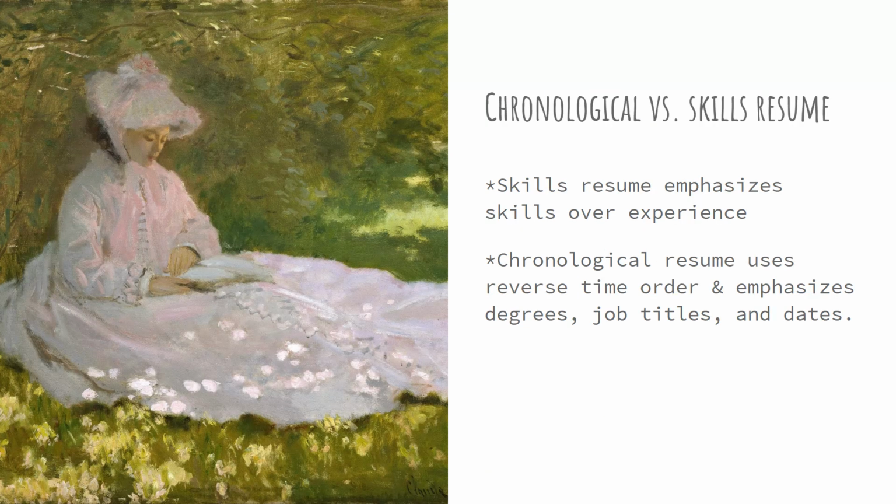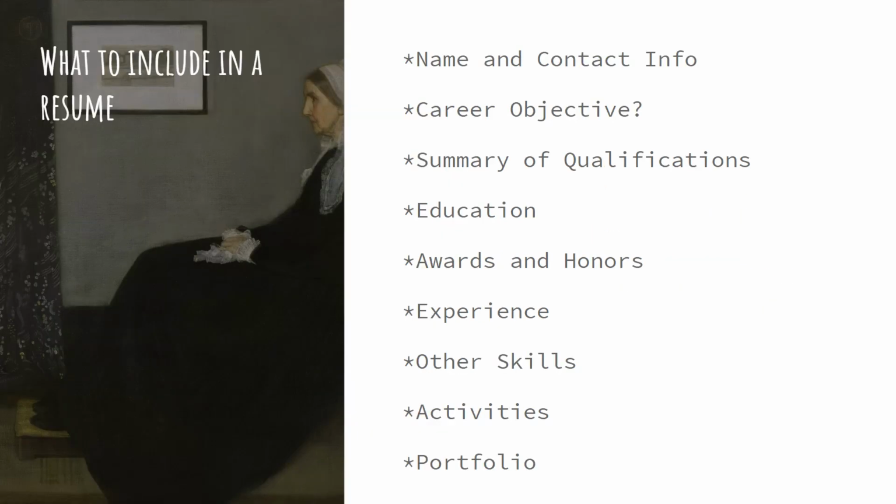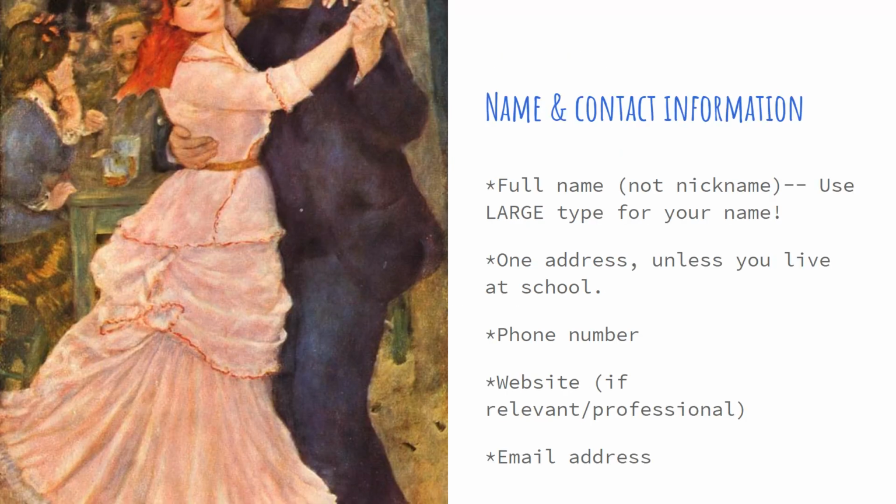So there are two types of resumes defined in your book: a chronological and a skills resume. A skills resume is usually for people who are changing careers or who are just starting out. Most of you will be using the chronological style, which is the one you may be more familiar with. These are the things that you typically include in your resume, and we're going to briefly go over each of these, starting with your name and contact information, right?